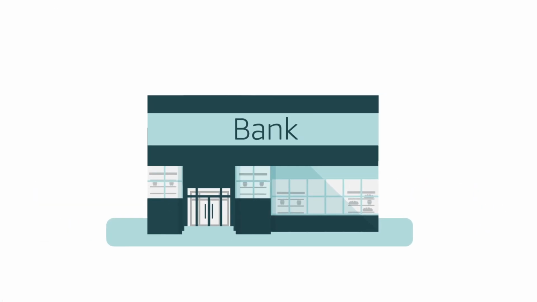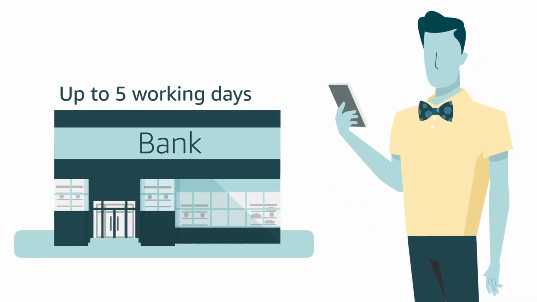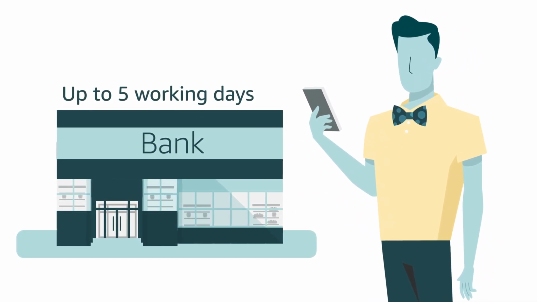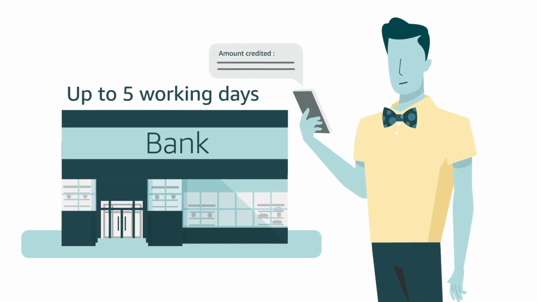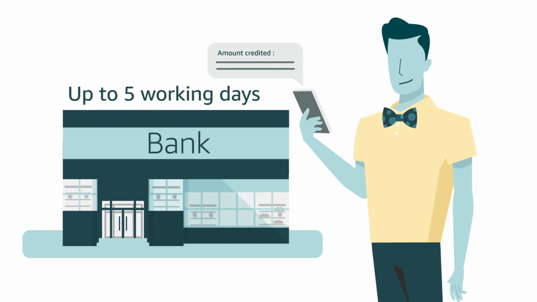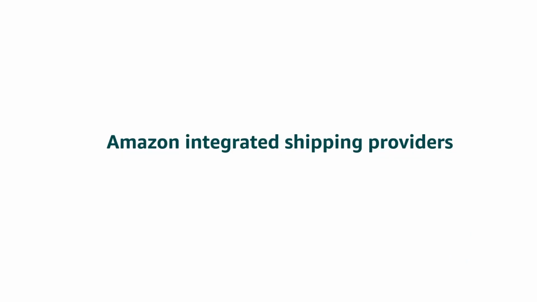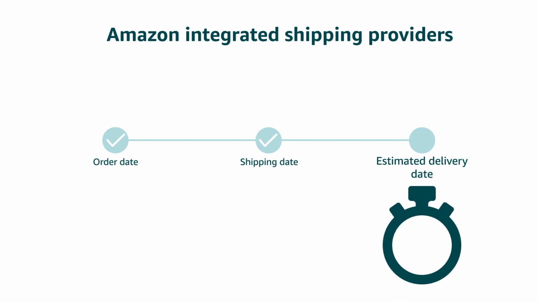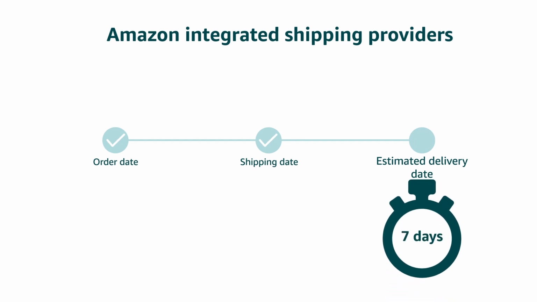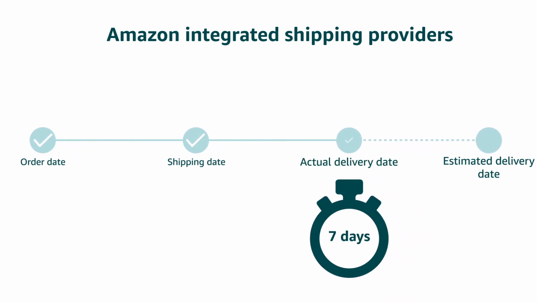Once the payment is initiated, transfers can take up to 5 working days to complete and reflect in your account. These payments are transferred directly into the bank account that you have specified under the Account Info section of your Seller Central account. If you ship products via providers that are integrated with Amazon.in, the system will automatically update the actual delivery date of these orders. As the actual delivery date is often sooner than the estimated delivery date, funds become available faster.